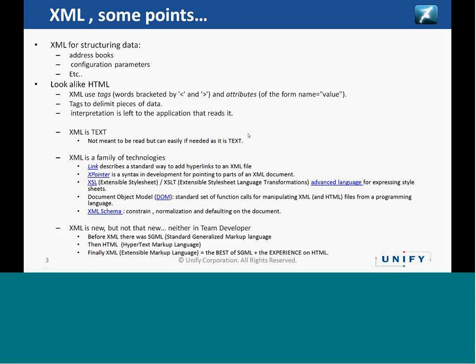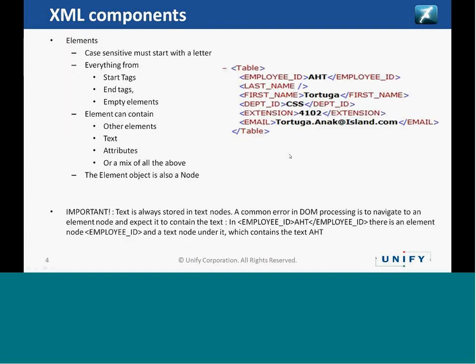People could use XML back in Team Developer 1.5.1, where there was the ActiveX object, MSXML. But before XML, there was SGML, which stands for Standard Generalized Markup Language, then HTML, and then finally XML. So it's quite a mature technology, simply because it takes the best of SGML, so you have all the power of SGML plus the experience built up on HTML. But we kind of know what XML is about. We have to know what the components of XML are.